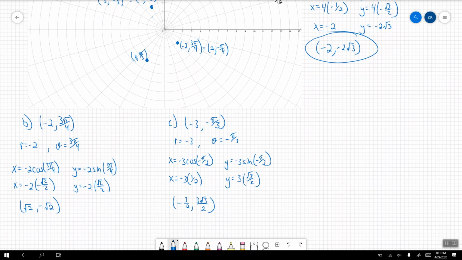Now what we're going to do next is take what we know about graphing these specific points, and start graphing these polar functions. Alright, so we'll come back in a bit.